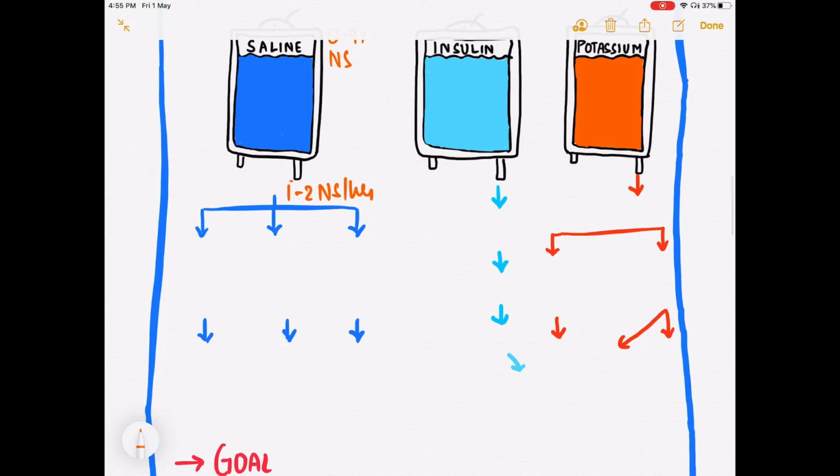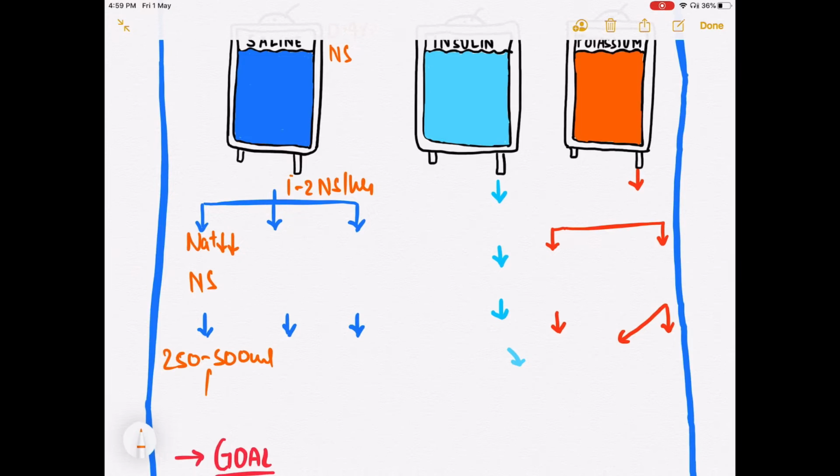Then after some time, we will recheck the sodium and glucose levels. If the sodium levels are still low, then we will continue with normal saline at the rate of 250 to 500 ml per hour. If the sodium depletion has been corrected or the sodium is present in excess, then we reduce the saline to half of normal saline, that is 0.45% saline, and we supply it at a rate of 250 to 500 ml per hour.